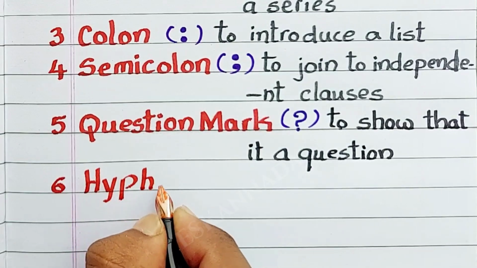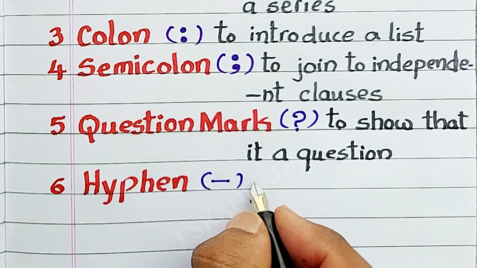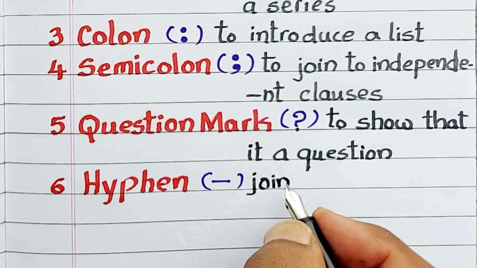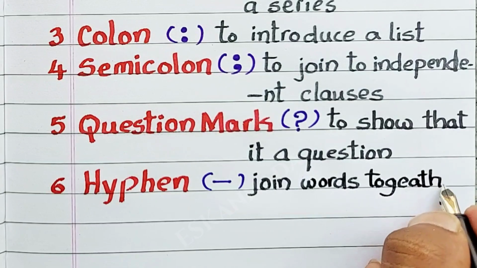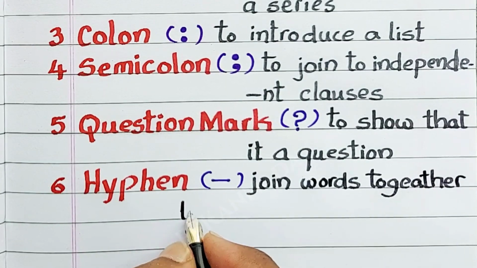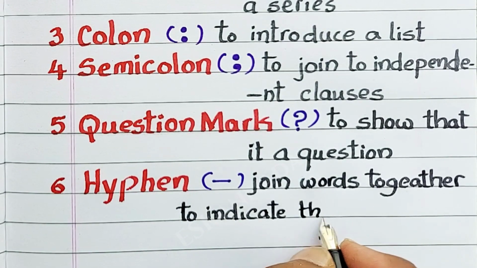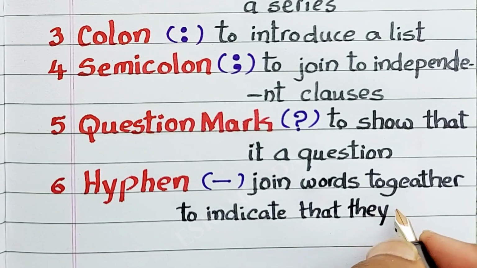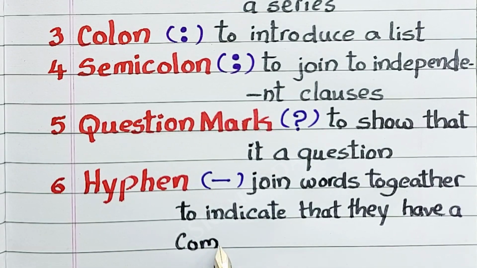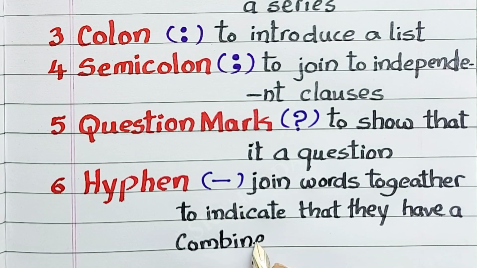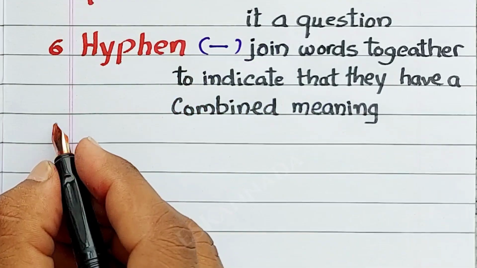Sixth one, hyphen. We can also call it a dash. It looks like this, and it's used to join words together to indicate that they have a combined meaning.